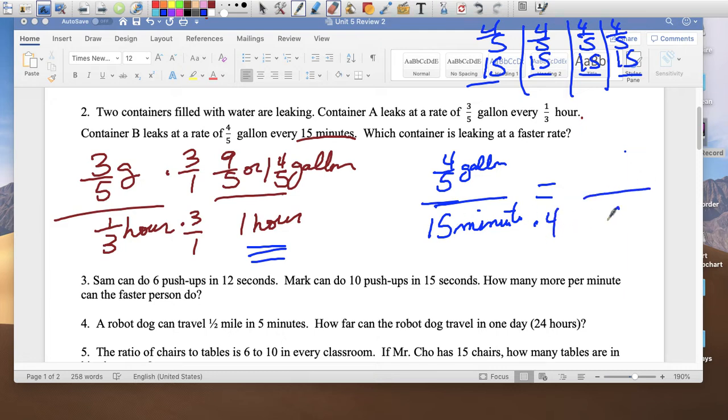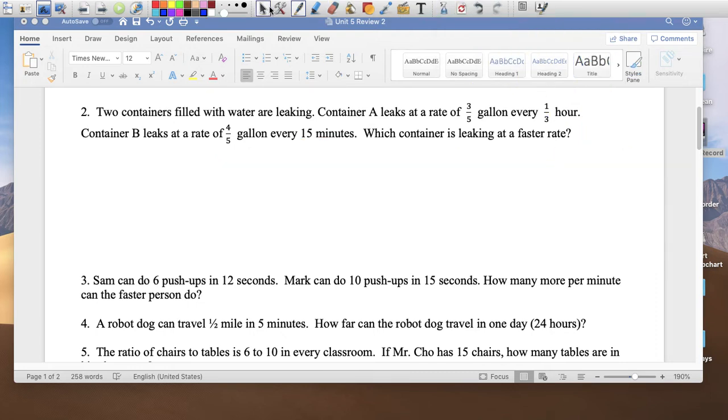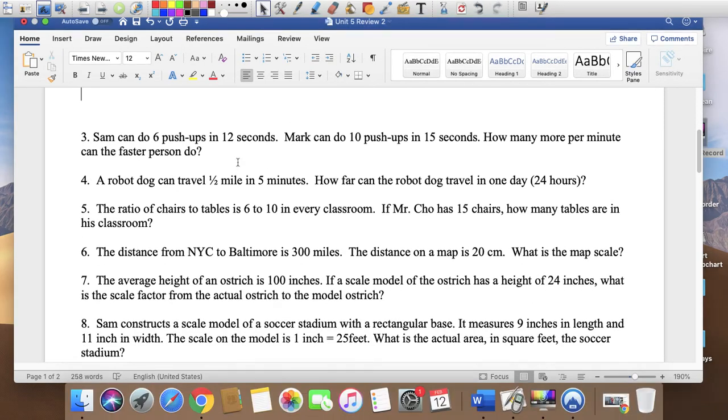15 minutes times 4 will give me 1 hour, right? 60 minutes. And this would be times 4. Again, it gives you the same answer, 3 1/5. So it really depends on what you have. So just think carefully. Okay, make sure as to your units. Did everybody get that? Yeah. Okay.